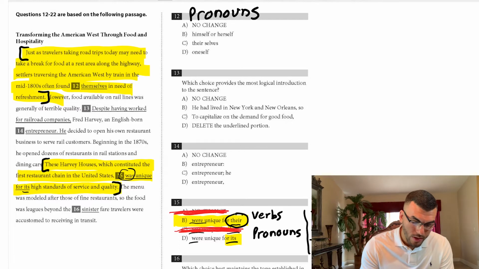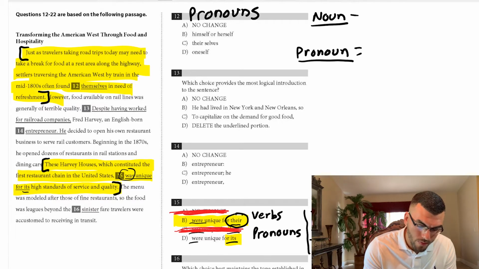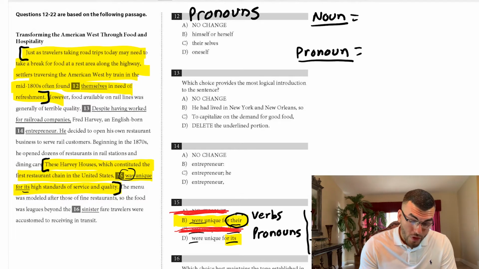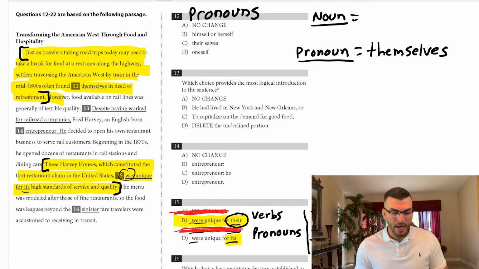Okay, so now we go to work. So we got to find our noun, we got to find our pronoun, and then we rock and roll. So the underlined portion is the pronoun. That's always the case. Themselves. Who or what found themselves in need of refreshment?